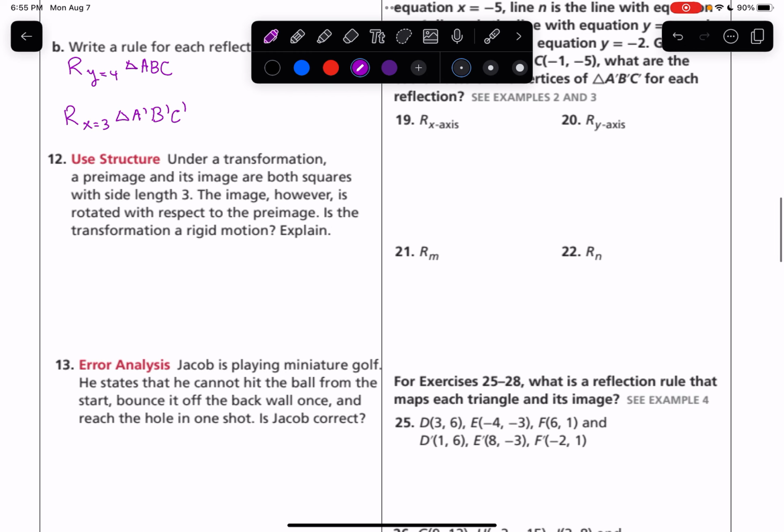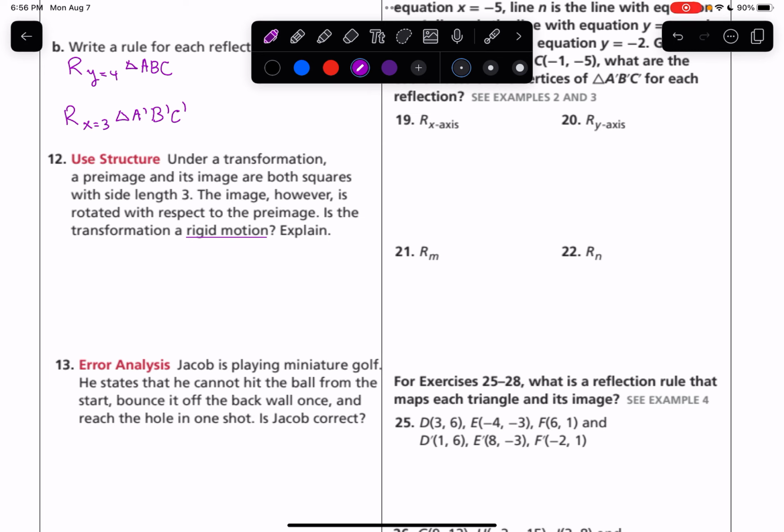Number 12, under a transformation, a pre-image and its image are both squares with side lengths 3. The image, however, is rotated with respect to the pre-image. Is the transformation a rigid motion? Well, a rigid motion is any movement that is going to give an image with the same side length and angle measures.